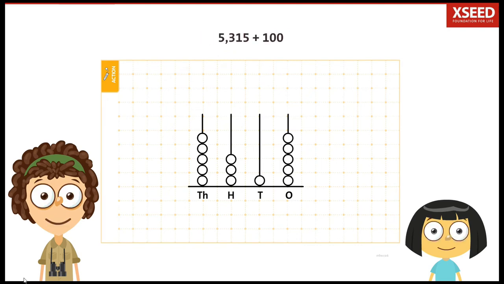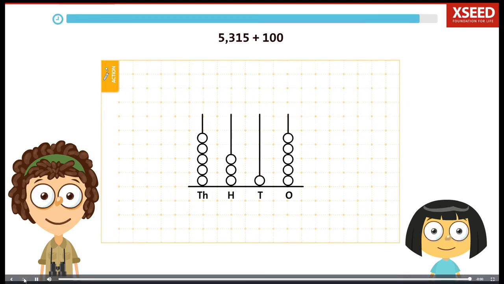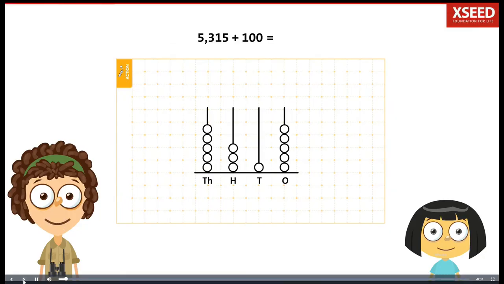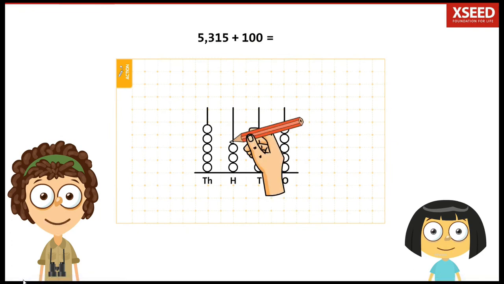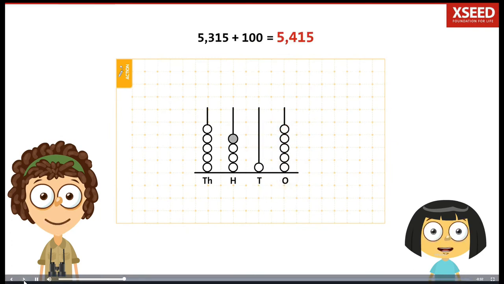Now, add 100 to 5,315. Use the abacus to add. Write the answer in your journal. Mia, what is the sum? The sum is 5,415. Well done. To add 100, we drew one bead on the hundreds rod to get 5,415.